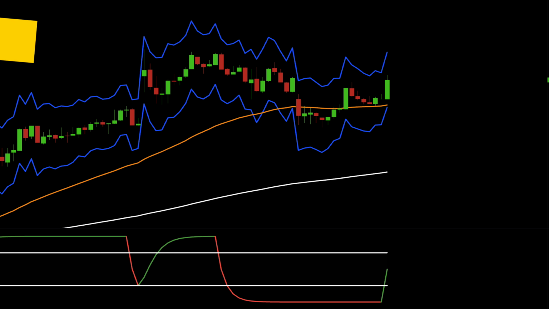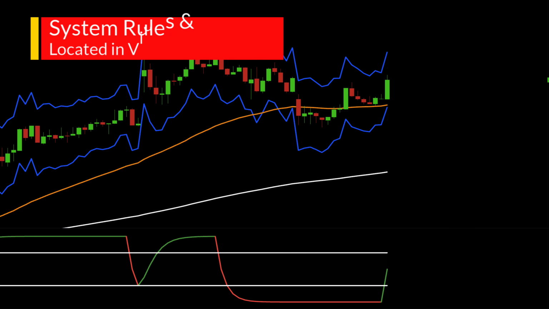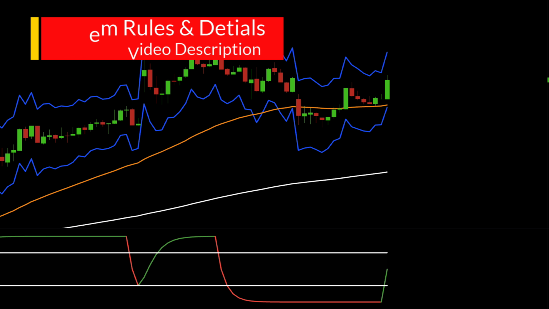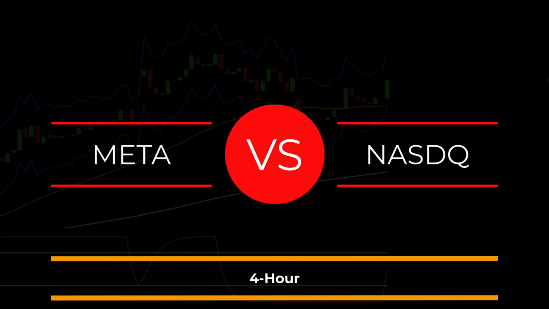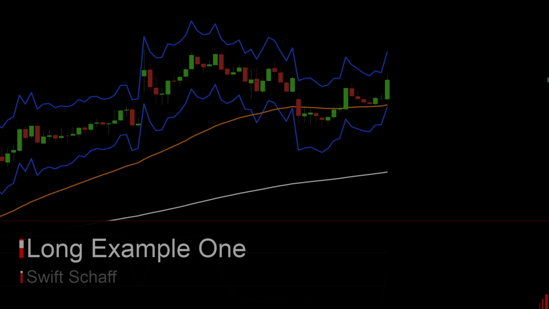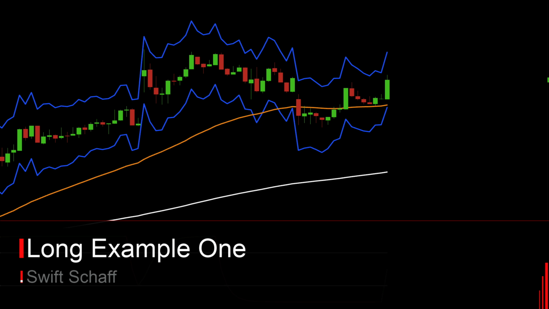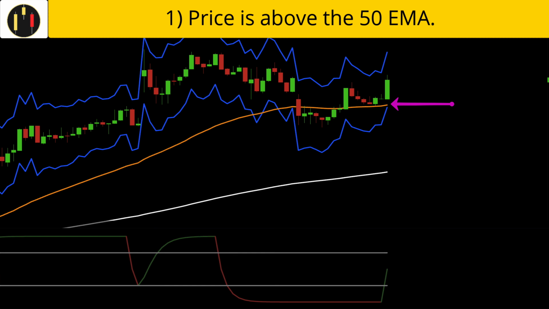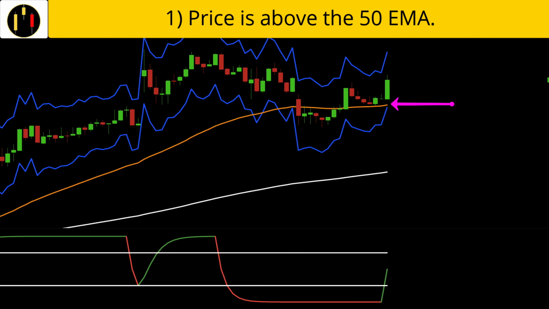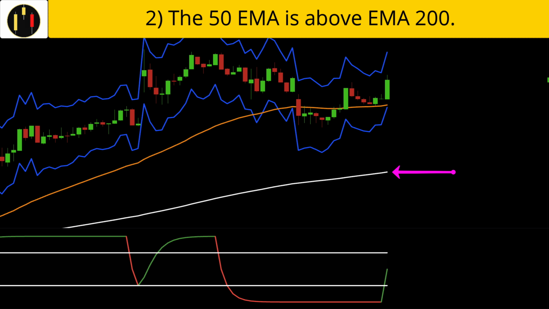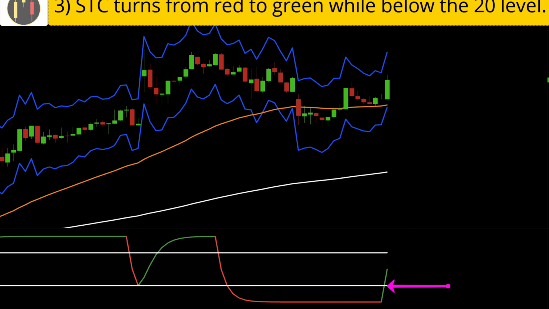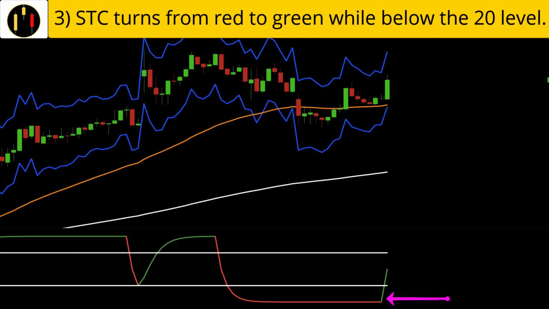Let's go over entry criteria and review some examples. As always, system rules and details are listed in the description below. This chart is Meta 4-hour candles. The rules to enter a long on the Swift Schaff are: first, price is trading above the 50 exponential moving average in orange. Second, the 50 EMA is above the 200 EMA in white. Finally, the STC indicator changes from red to green under the 20 line.